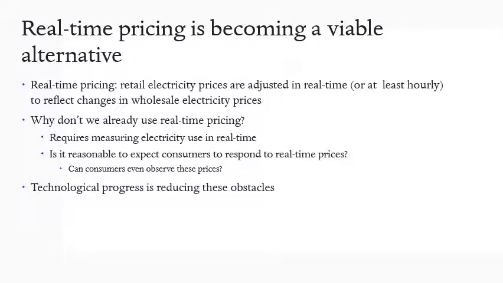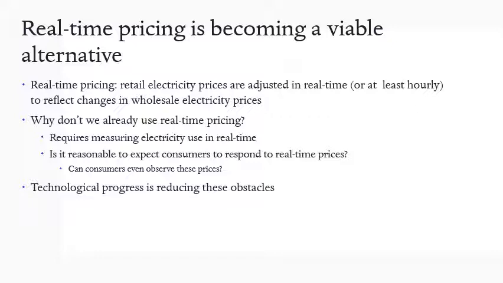So what are the solutions to this disconnect? We need to make retail prices vary. We need to allow them to change. This is called real-time pricing, and it's becoming a viable alternative. Real-time pricing means retail prices are adjusted in real time, or at least hourly, to reflect changes in wholesale electricity prices. So when wholesale electricity prices go up, retail prices also go up, and vice versa. When they go down, retail prices go down.